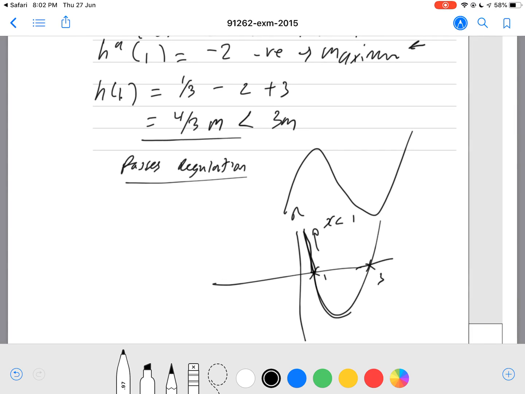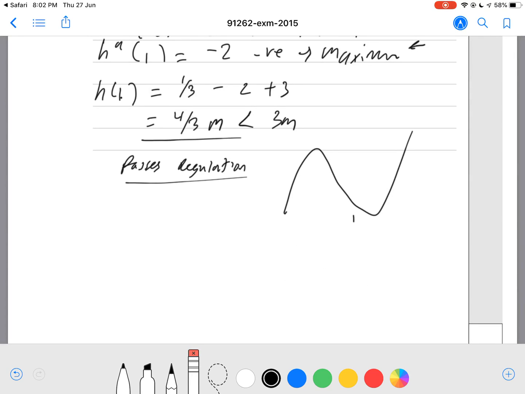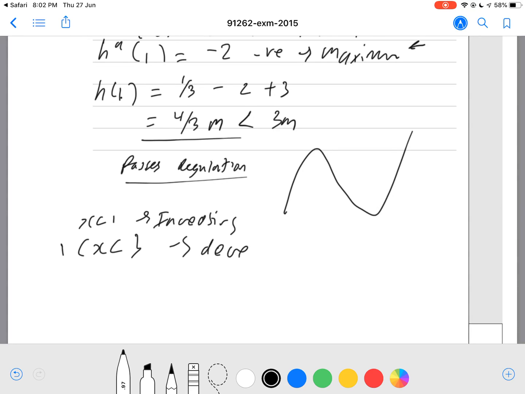And when x is higher than 3, it is going to be increasing. So we're going to say: when x is less than 1, it's increasing. When x is between 1 and 3, it is decreasing. And it's increasing when x is greater than 3.